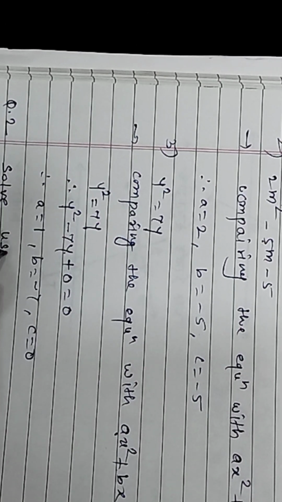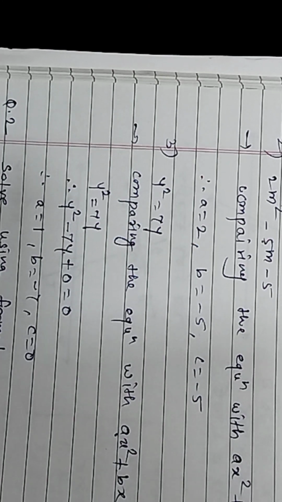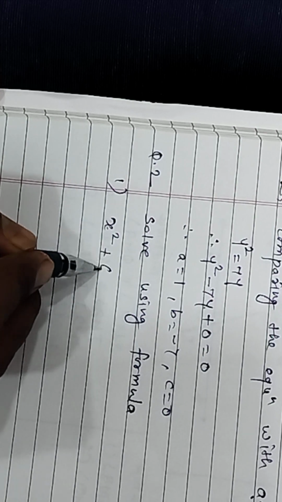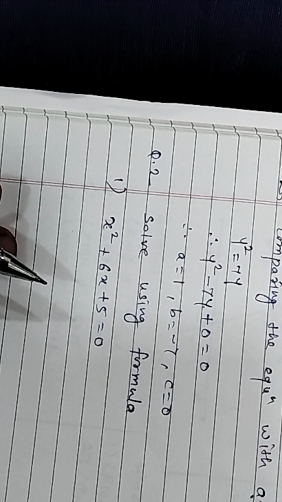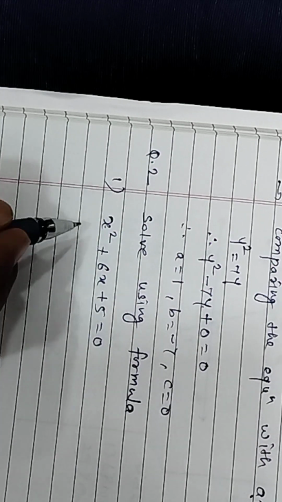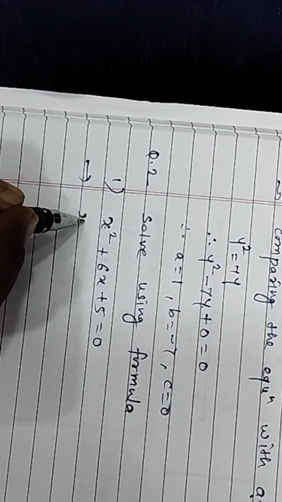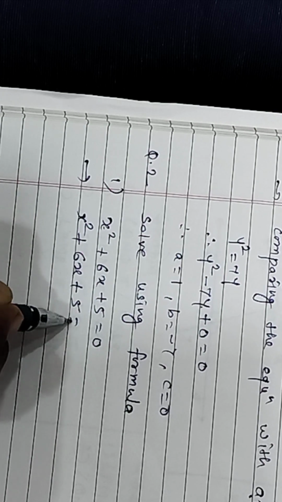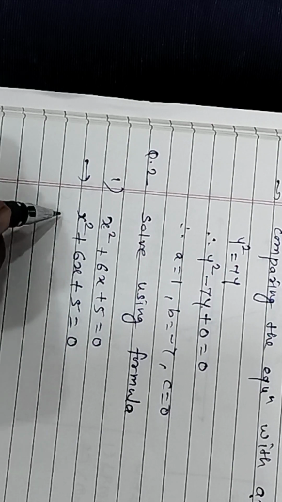Solve using formula. Here quadratic equations are given. First equation is x square plus 6x plus 5 is equal to 0. Solution. Here we also write the equation x square plus 6x plus 5 is equal to 0.